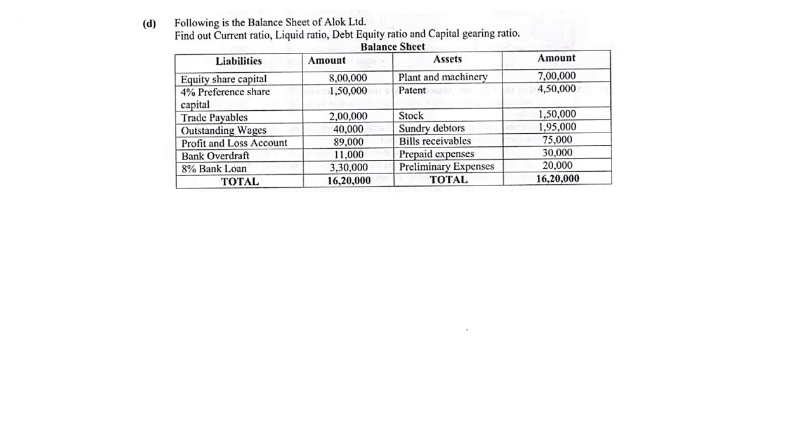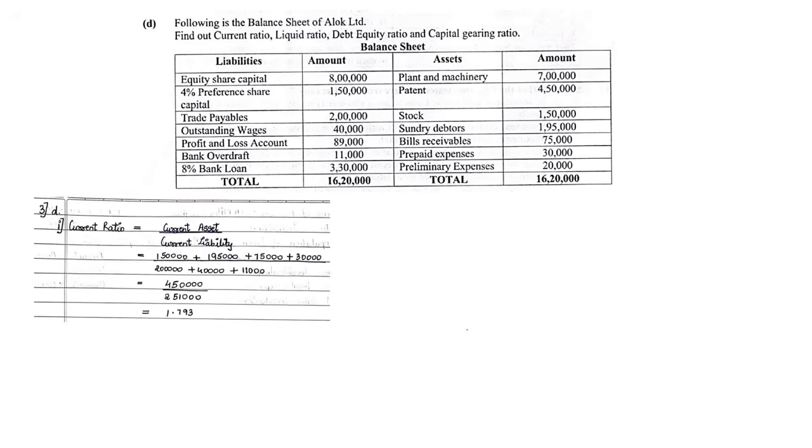Following is the balance sheet of Alok Limited. Find out the current ratio, liquid ratio, debt equity ratio and capital gearing ratio. So they're giving you a balance sheet and they ask you to find those 4 ratios. So let us see one by one. The very first thing is current ratio. Formula is current assets upon current liability. So I've written the formula here and the solution.